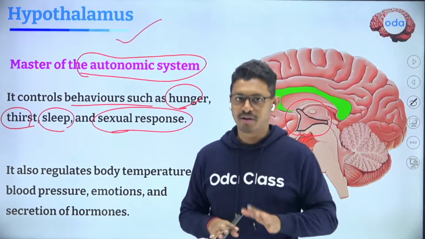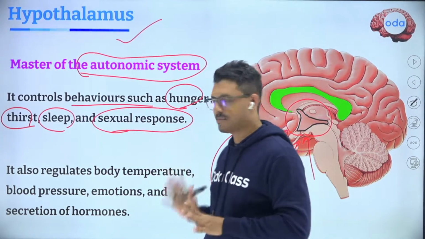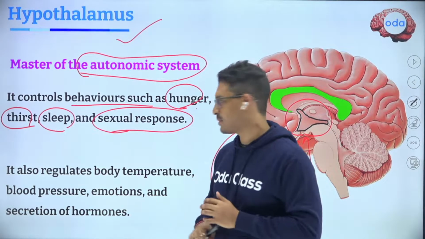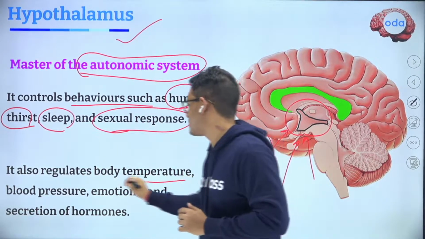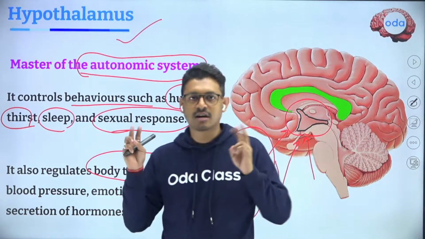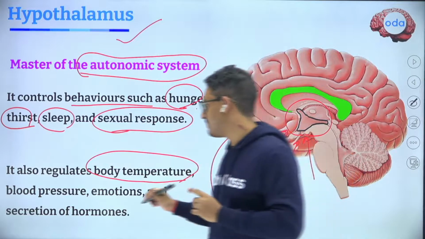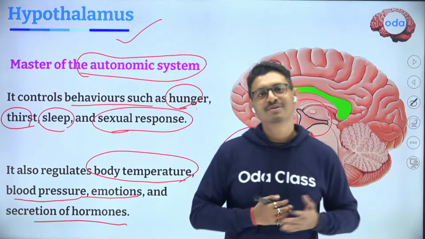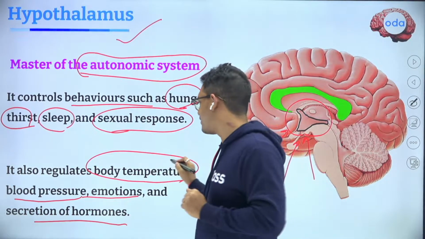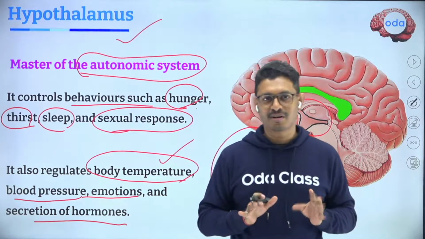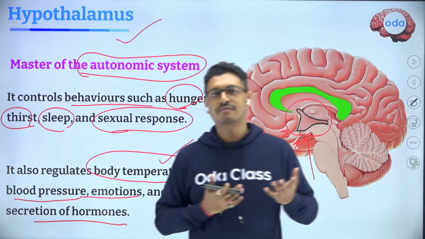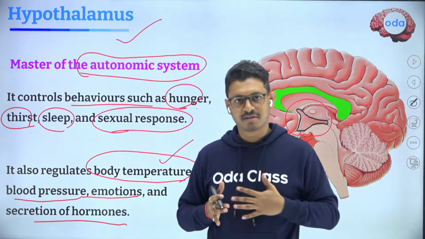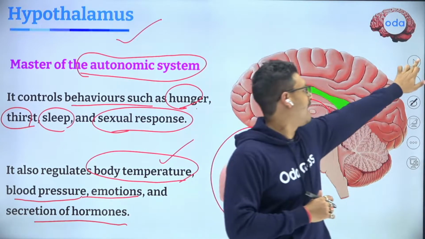So one of the most important parts, isn't it? Hunger, thirst, sleep, and sexual responses. Very important sections of our daily life are controlled by this hypothalamus. It also regulates the body temperature. So you can imagine that hypothalamus is the thermostat of your body. It controls the body temperature. It handles the blood pressure, emotions, as well as secretion of different types of hormones. Specifically, what I like about it is the thermostat of your body. So by any chance, if you hurt yourself in the hypothalamus, it is very difficult for your body to maintain a good temperature.